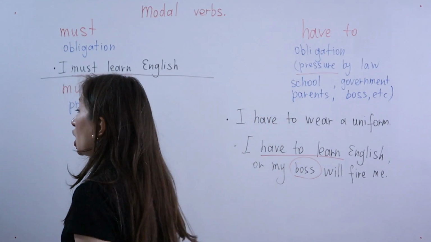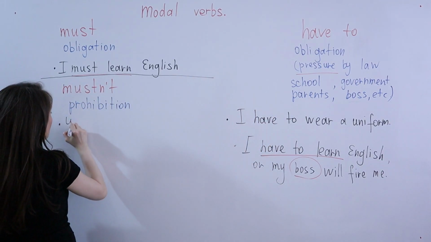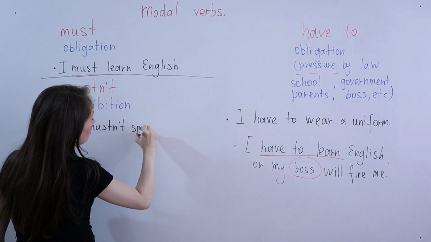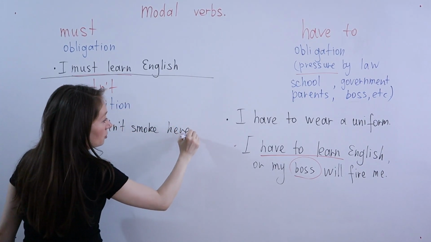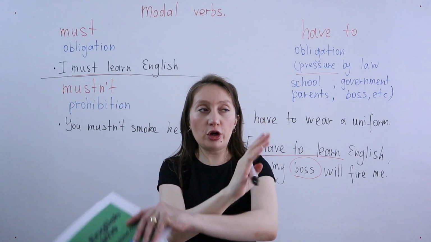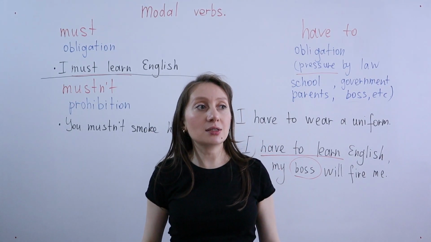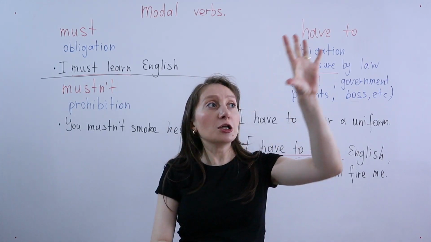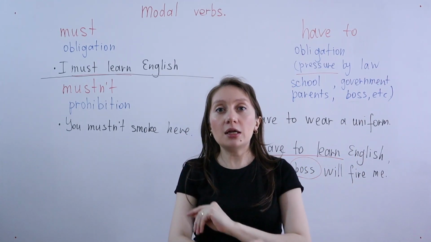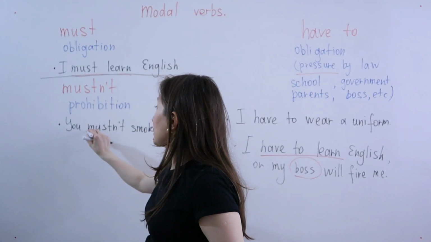For example, you mustn't smoke here. You mustn't smoke here. Do you feel it? It's kind of a rule. You mustn't smoke here. You mustn't smoke in public places. You remember it from our previous lesson. You mustn't touch the paintings in the museum. It's forbidden. You mustn't do it. So here you see it is prohibition.